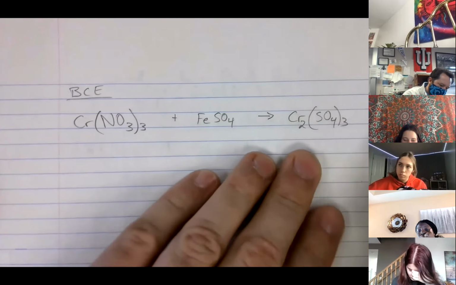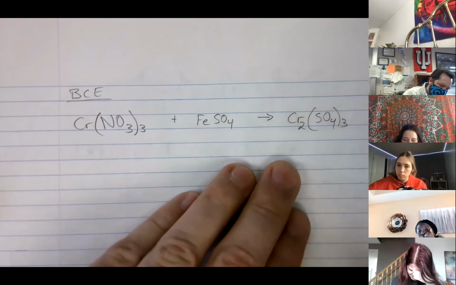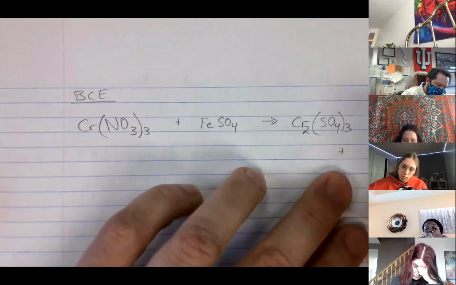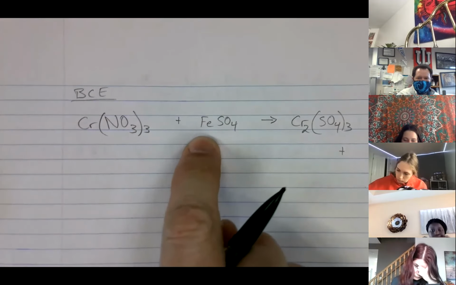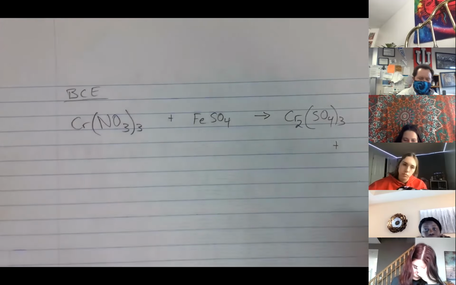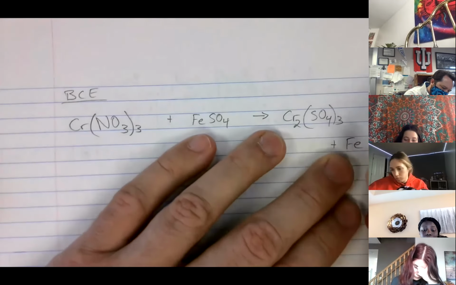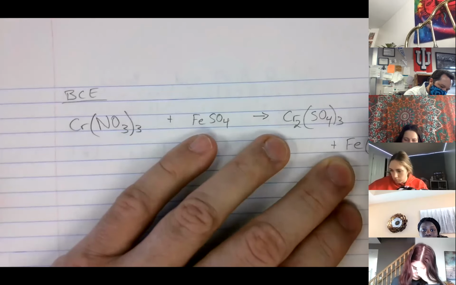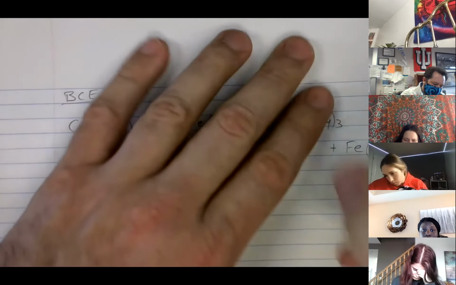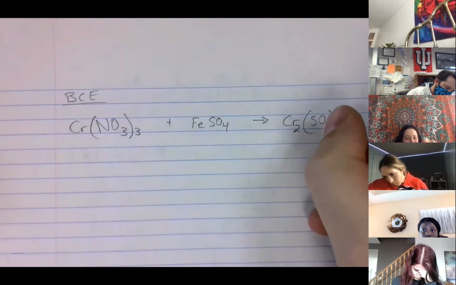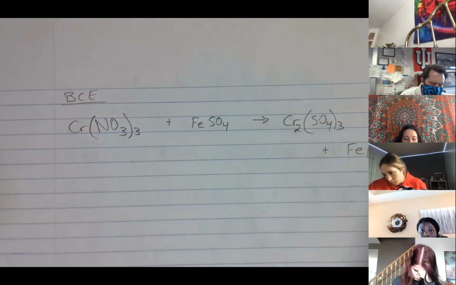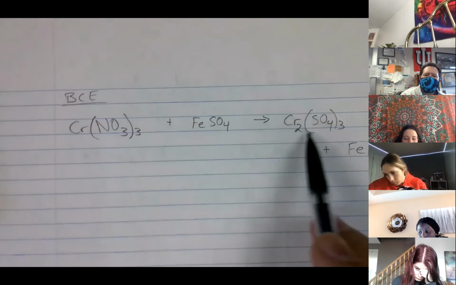Fantastic. All right, I think I'm gonna run out of room. If you guys have room, go for it. But I'm gonna come down here and write plus. Let's see, plus we have iron now paired with nitrate. Our iron had a 2+ charge, so that means we're going to need 2 nitrates. All right, so we're balanced for charge. That means we have the appropriate subscripts.